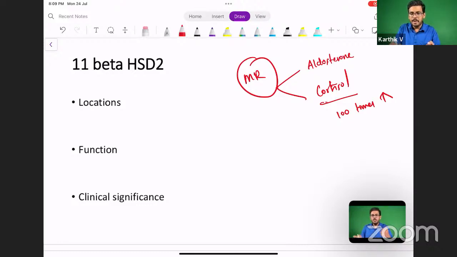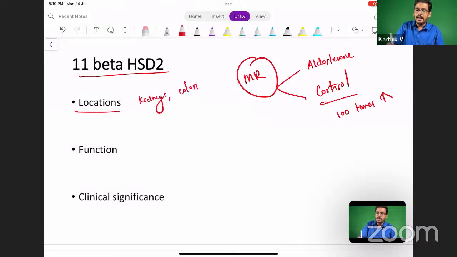But due to the presence of this enzyme 11 beta HSD2, it will inactivate the cortisol to cortisone. Thereby, the binding affinity reduces. The cortisol concentration is also reduced. So, which are the areas where 11 beta HSD2 is present? It is those same areas where aldosterone receptors are present. So, they are renal tubules, that is the kidney, the colon, and salivary glands. Function we have learned and clinical significance.